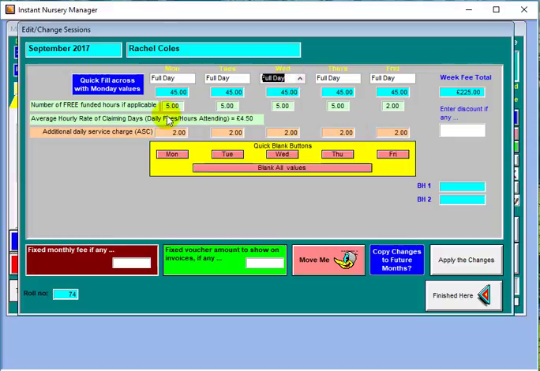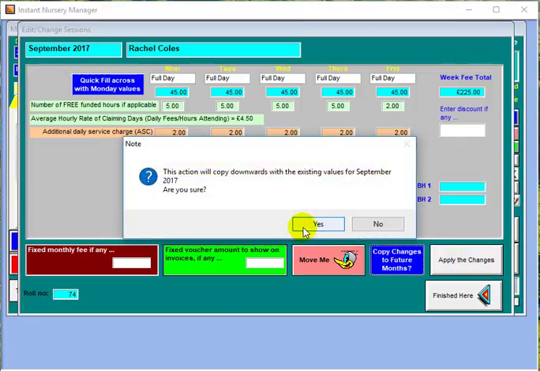So now we are saying that Rachel is claiming 22 hours a week, going to be stretched over the year, and we're also going to be charging an additional daily service charge. This will help those nurseries that, because we do realise that most nurseries are losing money, and this will help them recuperate some of those losses if indeed your council will allow you to do this. So apply the change and copy down.